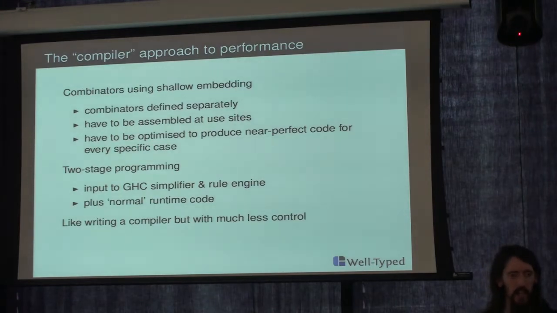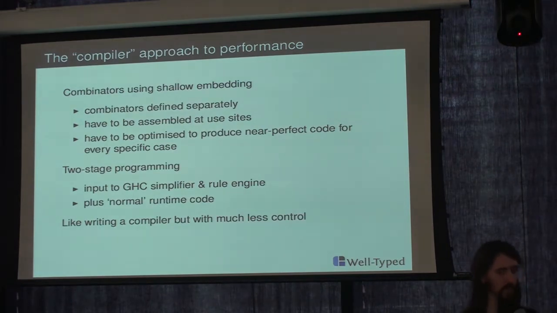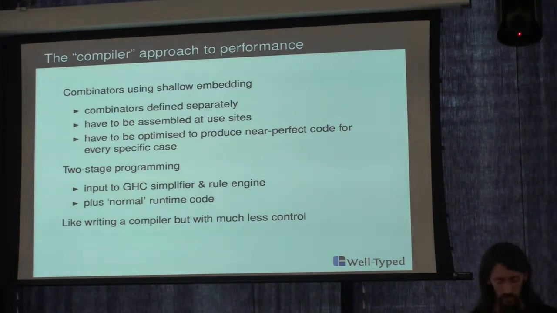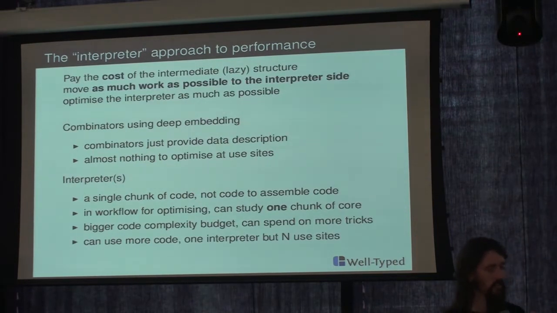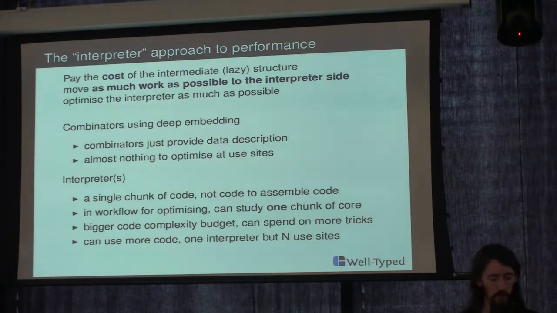You are doing staged programming in a sense, but you don't have as much control as if you were writing a compiler directly. If you're writing a compiler code generator, you can do what you like. Here you have to work with the inlining rule engine, the term rewriting system that GHC does. So okay, the alternative here is this interpreter style, and you have to pay up front this cost of allocating this intermediate data structure. But then after paying that cost, there's a lot of other things you can do. You can try and move as much work as possible from the compiled side, the instances, onto the interpreter, and then optimize the interpreter as hard as you can.